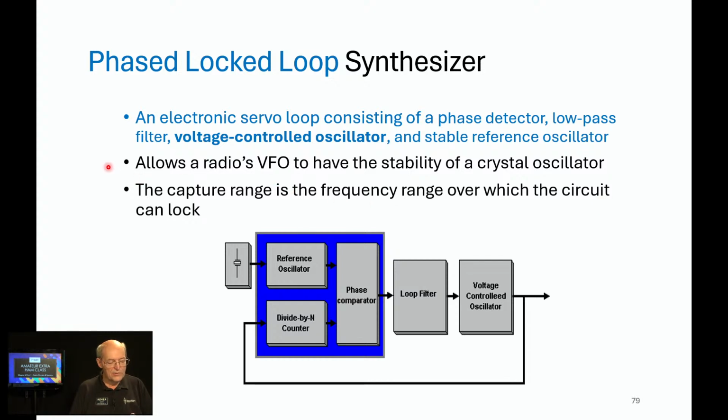It allows our radio's VFO to have the stability of a crystal oscillator, a very good thing. The capture range is the frequency range over which the circuit can lock. It isn't infinite; it's a very specific range of frequencies over which the phase lock loop will lock. The key is to remember voltage-controlled oscillator, because the pool will ask you to differentiate between DDS and a phase lock loop. The phase lock loop is going to have the voltage-controlled oscillator.